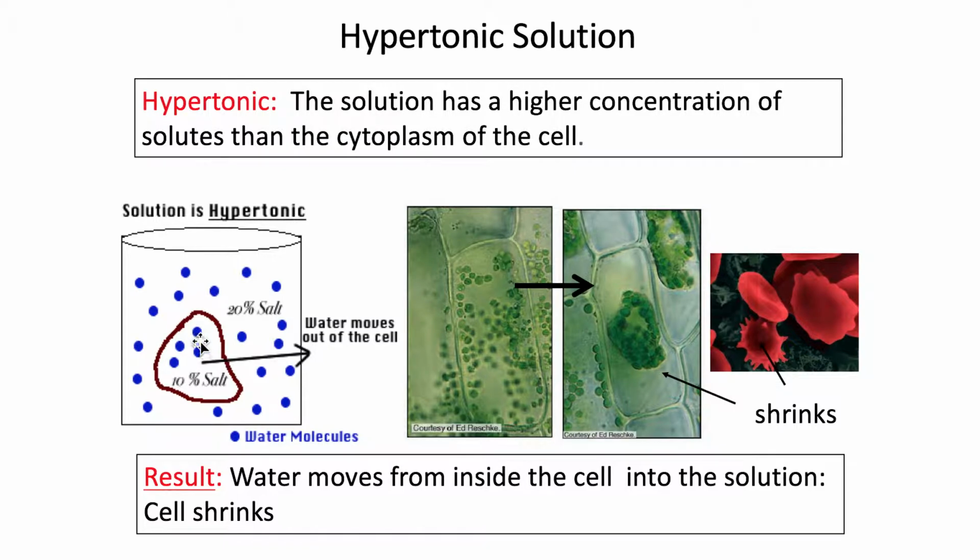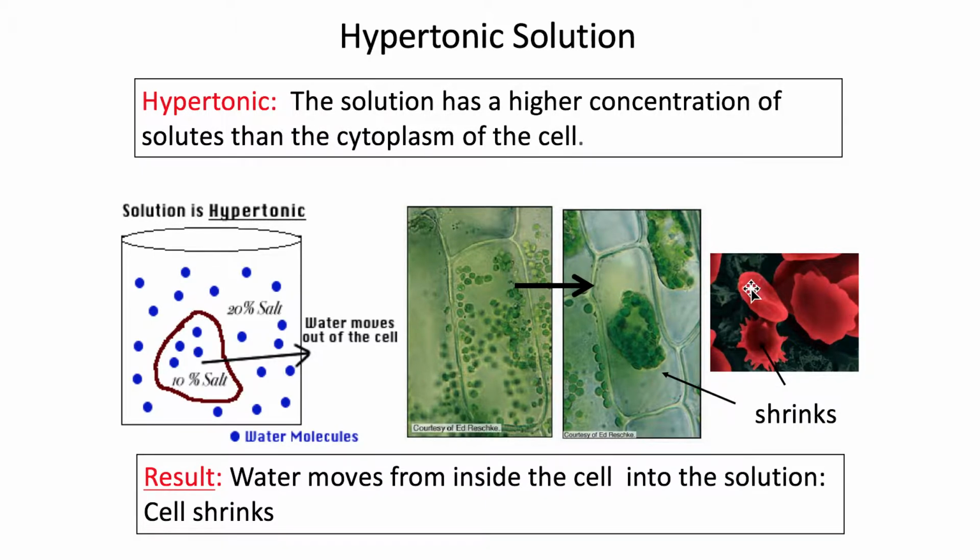Remember, the blue dots don't represent water. That represents the salt, right? So the water is going to do the opposite of what you would expect those little particles to do. In this case, water is going to leave the cell. You can see it here on a plant cell: water moves outside of the cell, and the cell shrinks.